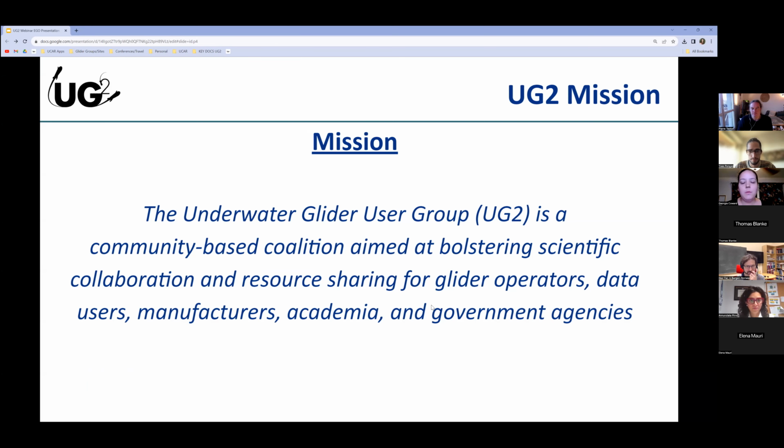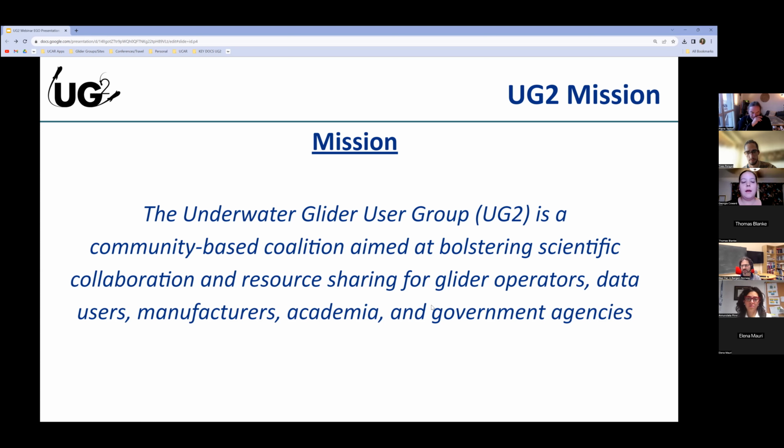So the first thing is, what is UG2? You can see the mission is listed up on the screen there, and this Underwater Glider User Group really came to fruition from a request from attendees at the first glider workshop in 2017. Now, this group of community glider users really emphasized the need to have this community coalition in order to exchange information on everything glider: glider capabilities, scientific and operational accomplishments, challenges, lessons learned, data handling, and also additional opportunity areas for glider applications.